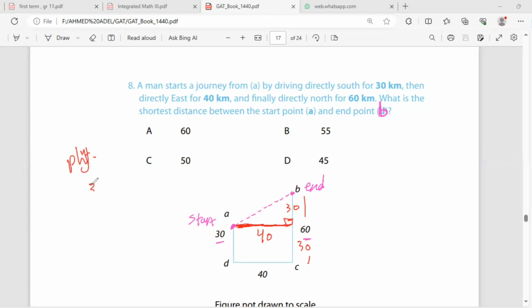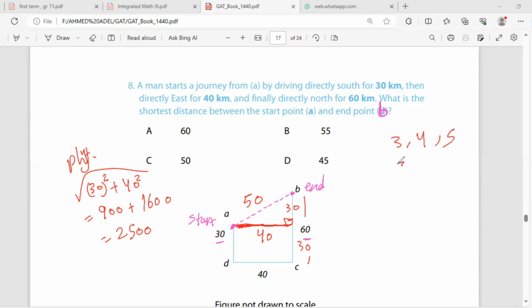It's going to be the square root of 30 squared plus 40 squared, so it's going to be 900 plus 1600, which is 2500. So here AB equals 50. We know this famous Pythagorean triple 3, 4, 5, the same as 30, 40, 50. Okay, so the shortest distance between the starting point and the end point here is going to be 50.